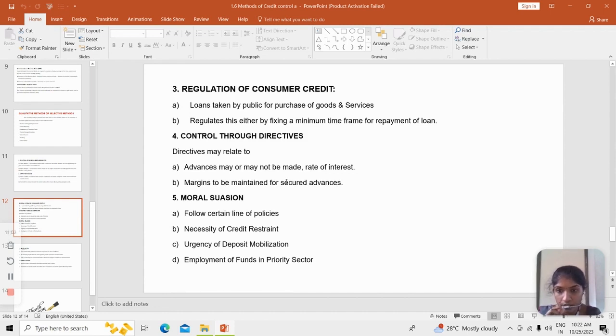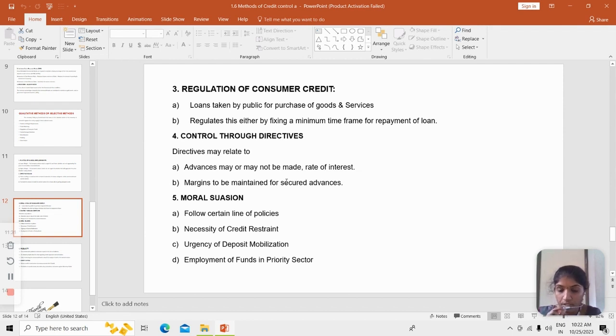Fourth one is control through directives. That is, directives may be related to advances, that is, what amount will be given to a borrower according to the needs and the particular behavior of the borrower. And also, a margin should be maintained. All these things should already be in a written format. Every bank or commercial institution should maintain a directive, and they have to follow these kinds of directives or regulations in order to control the credit in an economy.